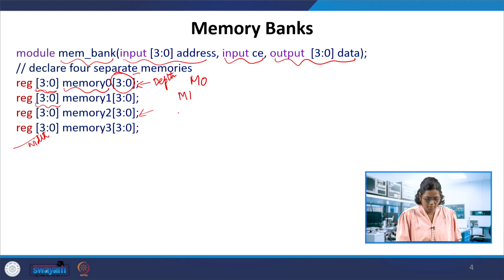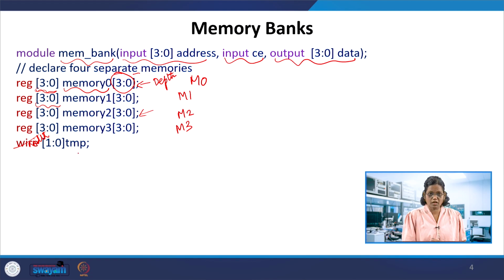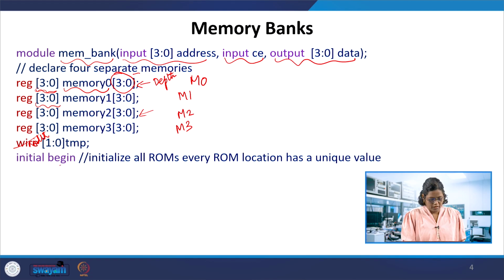So each memory, M0, M1, M2, M3, the 4 memories are declared over here. Now, temp is the variable which is used for the 2 bits. We'll see why this is declared as temp in this case. And initial begin, so initialize all this. First store the values here. So we have to store the values, and this memory can be used for storing.